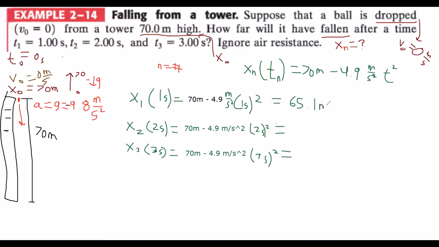You know that is meters because you can check the units. This one's going to be meters minus meters over second squared times second squared. So you know that these two second squareds are going to cancel out, and that's going to give you meters, which you know is correct because that's the unit you're expecting for x.